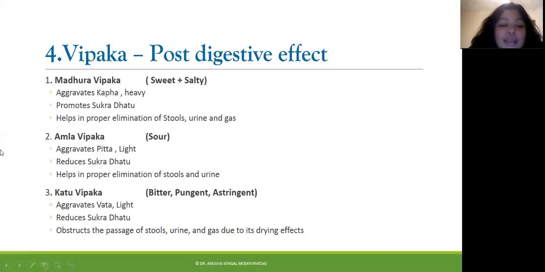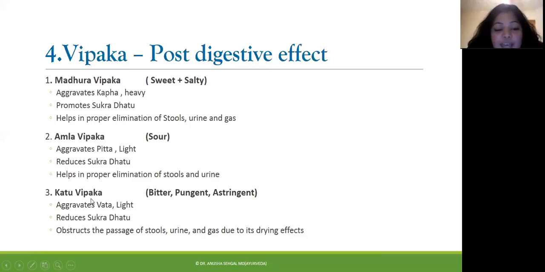Okay. The next is Amla Vipaka. So basically looking at sour substances. Sour substances tend to transform to an Amla Vipaka. Therefore, that aggravates pitta. It tends to be more light. It reduces Shukra Dhatu. And it also helps in proper elimination of stools and urine. Okay, so that is all sour substances.